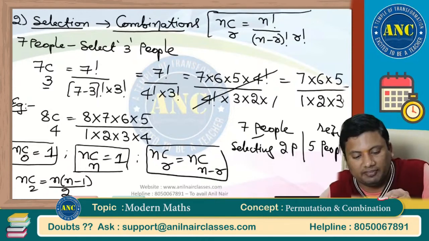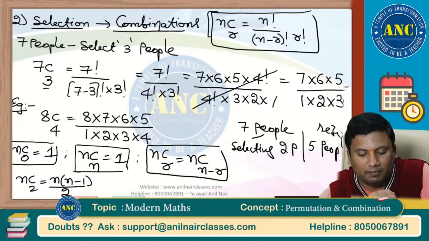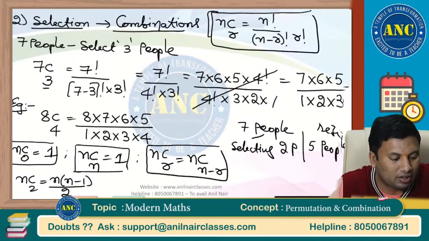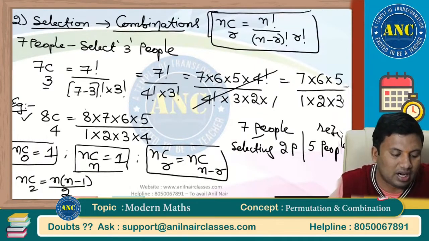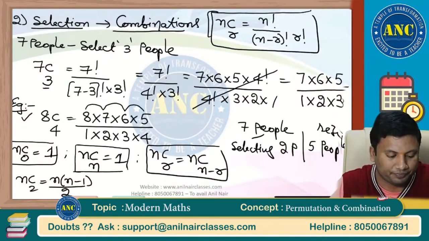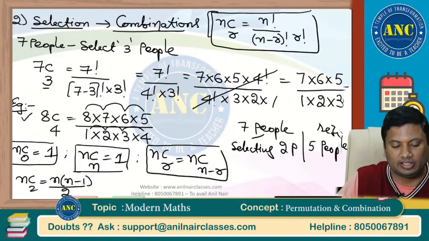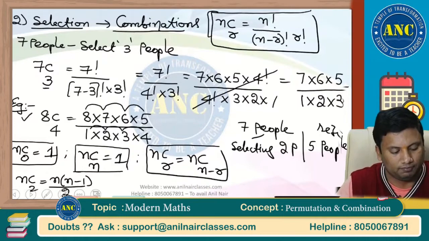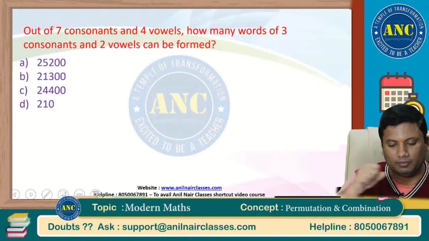NCR is defined as n factorial by (n minus r) factorial into r factorial. How to find out the value of 8C4? Start from 8, write 4 numbers in consecutive decreasing order. Start with 1, write 4 in increasing order. These are nothing but 8C4. One by one, we will solve the problems.